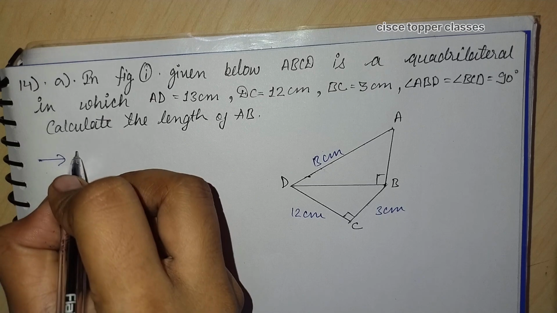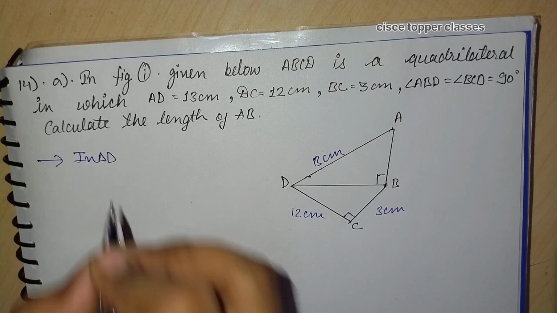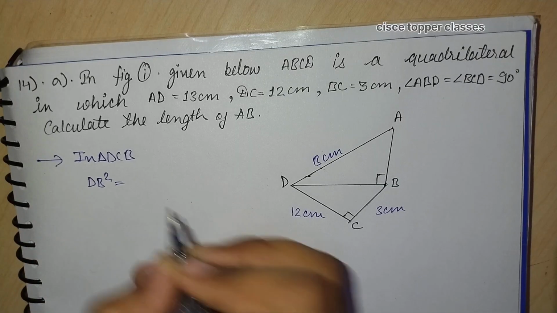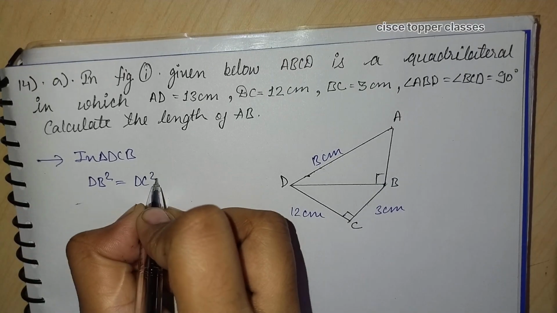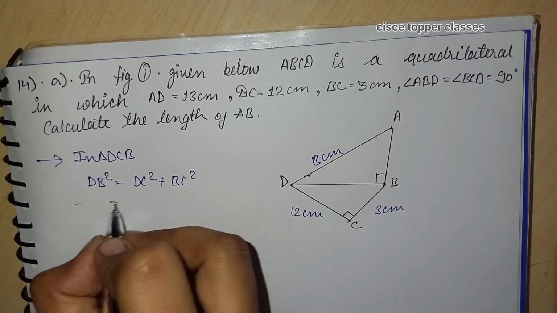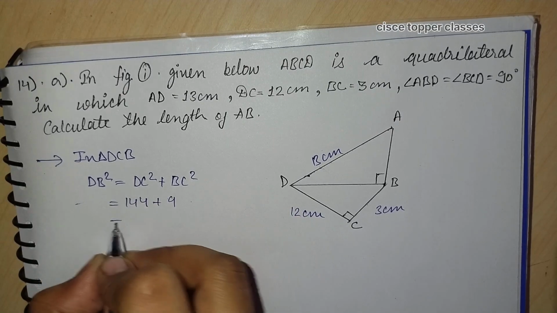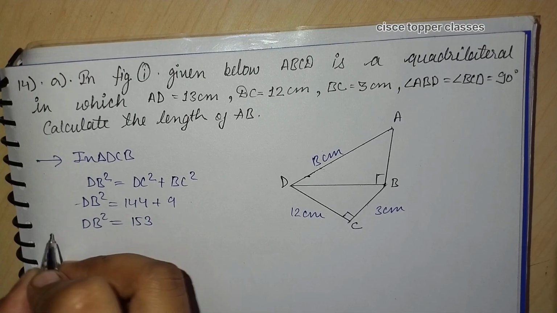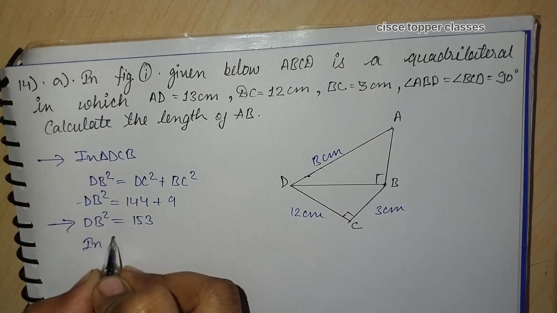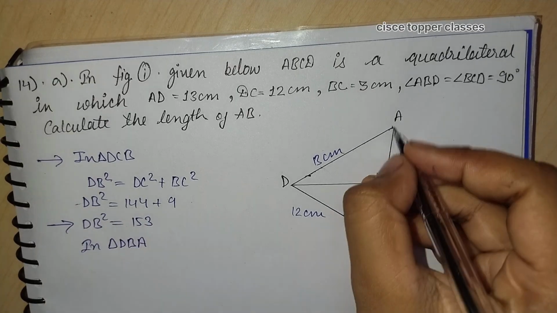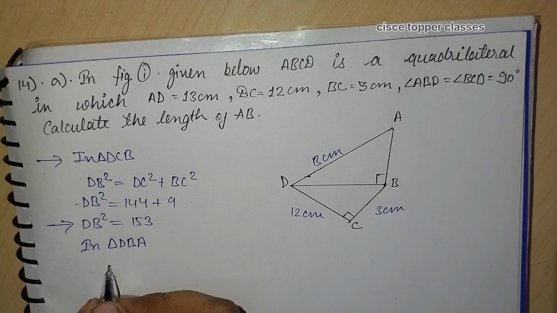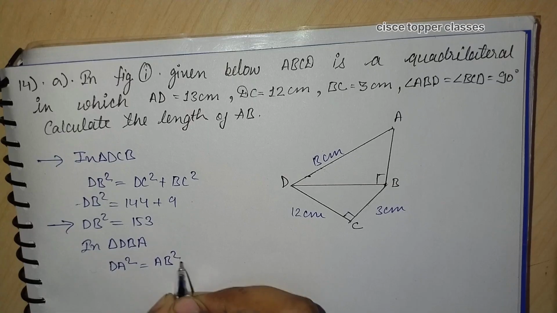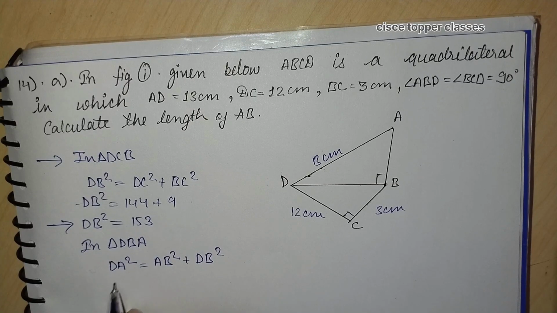So simply from here we can write in triangle DCB, we have to find the value of DB square, which is the hypotenuse only. So DB square will be DC square plus BC square. So we can simply write 144 plus 9 as 153. We got here DB square as 153 from this only. Now in triangle DBA, we have to find the value of AB square. So simply we can write firstly the Pythagoras theorem as DA square is equal to AB square plus DB square. We have to find the value of AB square.